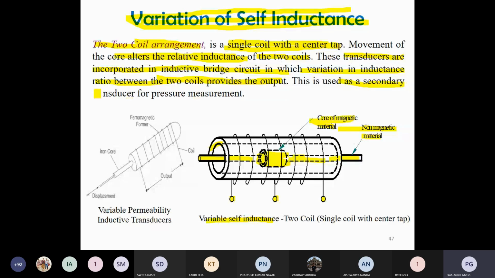This is used as a secondary transducer for pressure measurement. Due to the change of pressure, there will be a movement, which means there is a movement of your magnetic field, and that may cause a change in your inductance value. So it is your variable permeability inductive transducer. An iron core is inside, and if the pressure is different, the displacement will be different, moving inside the ferromagnetic material, and you are able to get that output. Coils are connected over there: a single coil with a center tap, so both options are there.